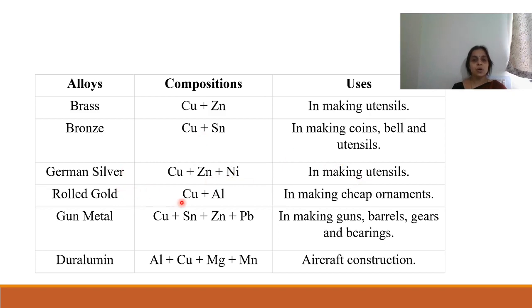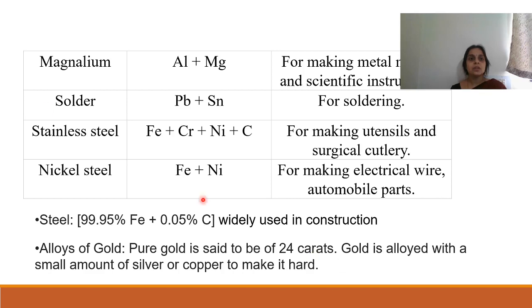Rolled gold, copper and aluminium, is used to make cheap ornaments. Gun metal, copper, tin, zinc, lead, is used to make guns, barrels, gears, and bearings. Duralumin, aluminium, copper, magnesium, manganese, is used in aircraft construction, so aircraft bodies. Magnalium, aluminium and magnesium, is used to make metal mirrors and scientific instruments. Solder, lead as well as tin, is used for soldering.